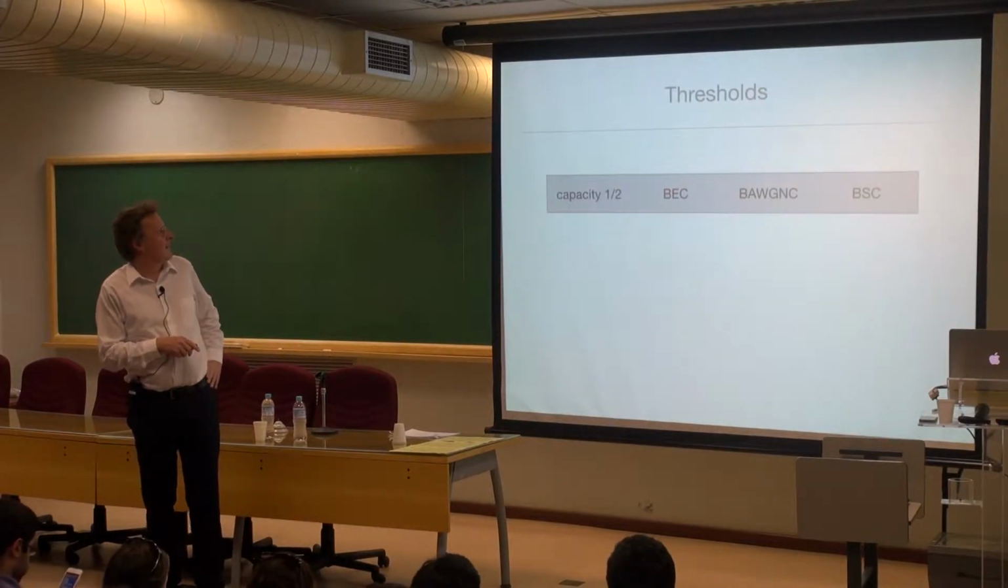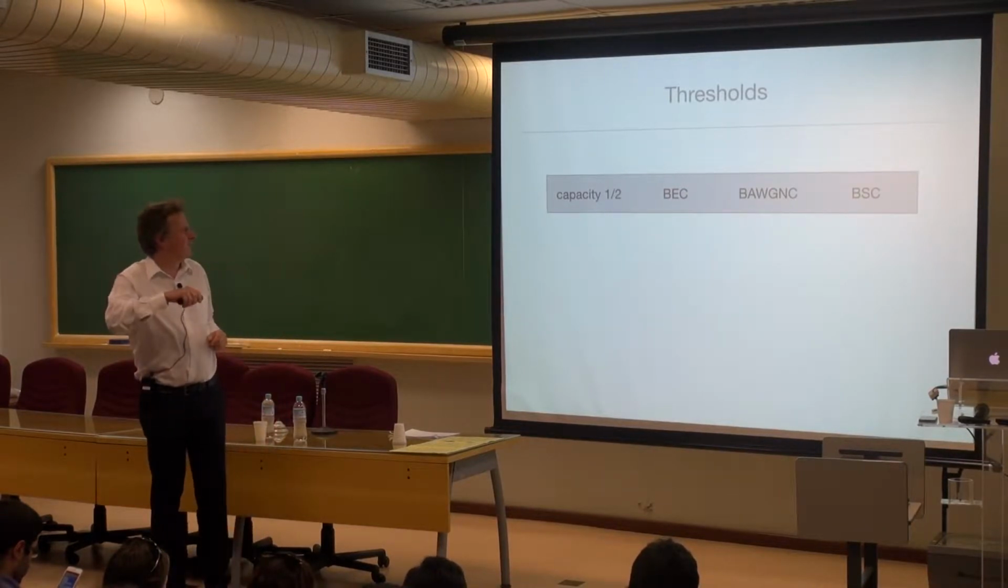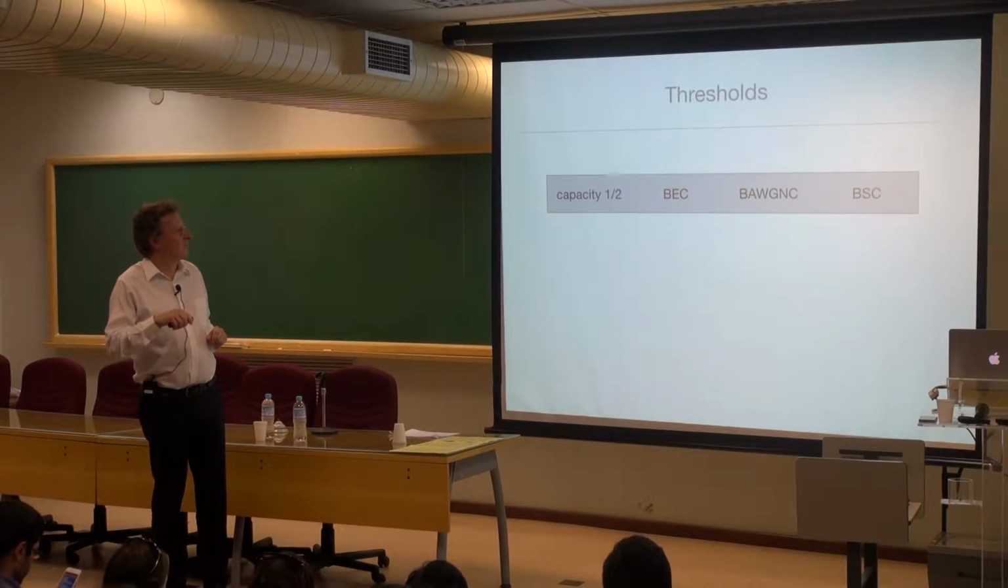Good. So now, how well do these things do? So let's look at a few channels here. Of course, nothing has to do with this particular capacity here. So let me just pick three random representatives of channels: the binary erasure channel, the Gaussian channel, and the binary symmetric channel.